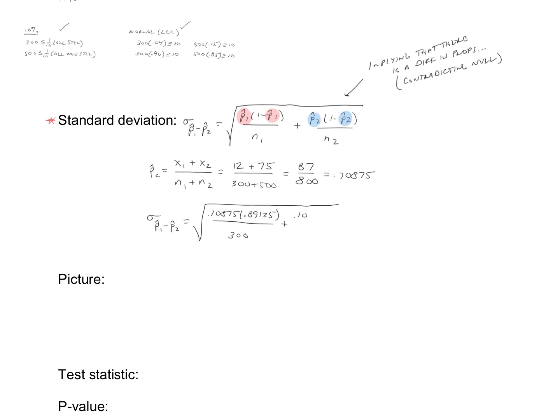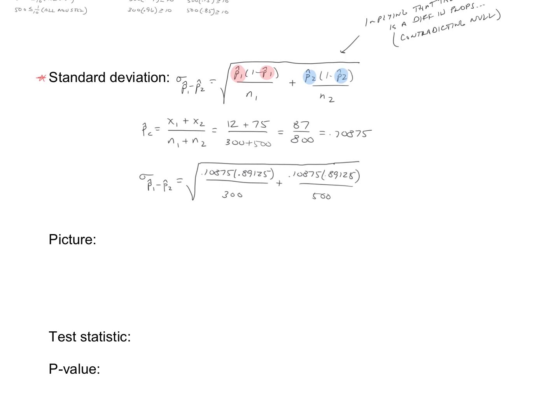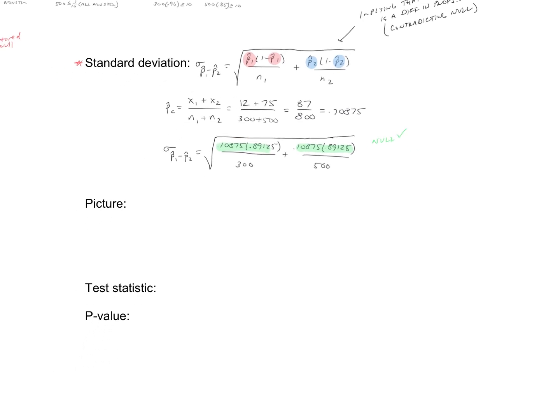plus 0.10875 times 0.89125, all divided by 500. So this is where we're saying, you can see that now there is no difference in proportions. It aligns with the null. So if you want to write in here, it meets the null hypothesis that there is no difference. And so when we go ahead and calculate that, we get this standard deviation of 0.0227.